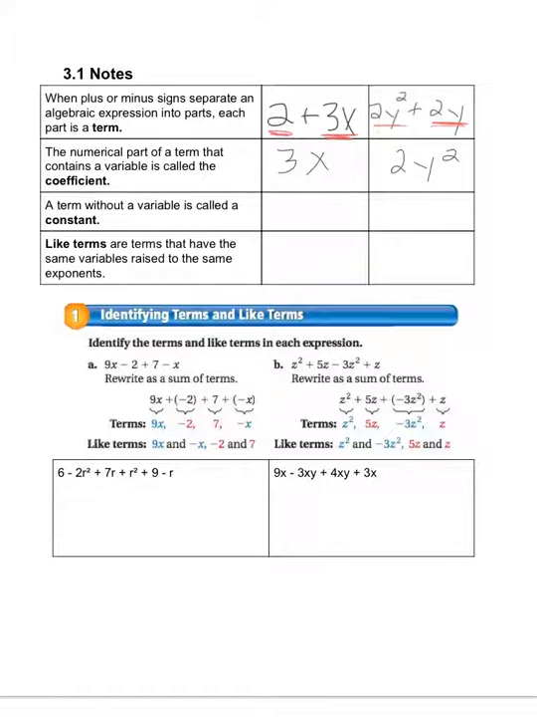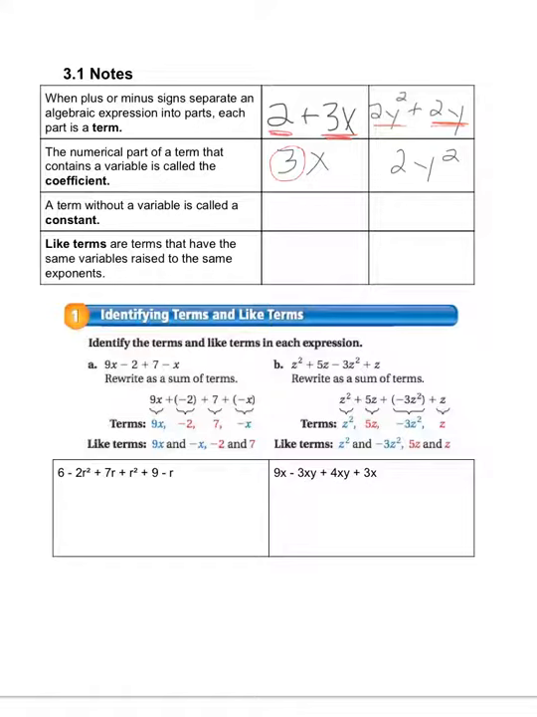The numerical part of a term that contains a variable is called the coefficient. So if we look right here, we have this term 3x. It says the numerical part of a term that contains a variable. X is our variable, and the numerical part of this is 3. So the coefficient in this term is 3.